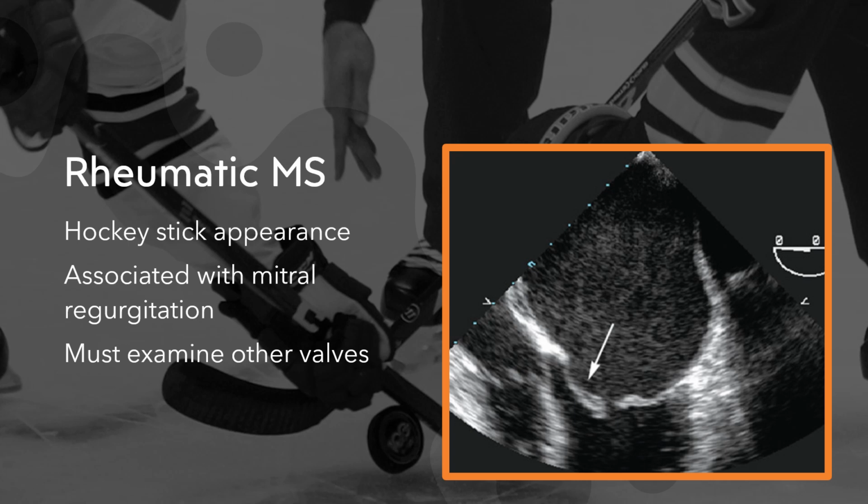Rheumatic mitral stenosis is the most common type of mitral stenosis in the world, though not in the US, as rheumatic fever is not as common here. In the zoomed in echo image of the mitral valve, we can see thickening of the leaflet tips. They form what we call a hockey stick appearance, which signifies rheumatic mitral disease.